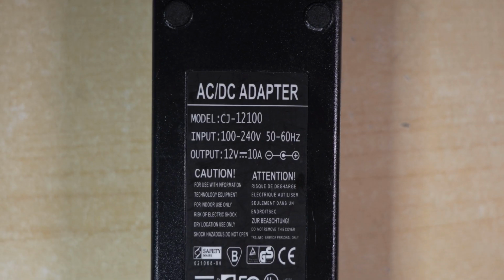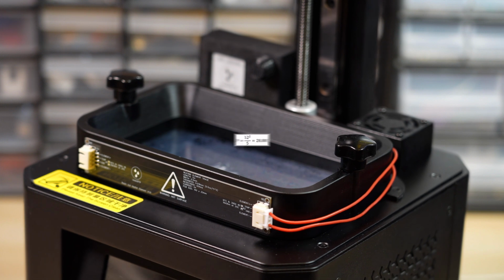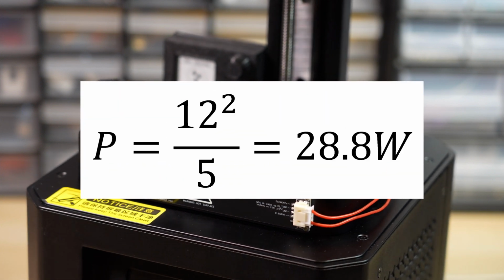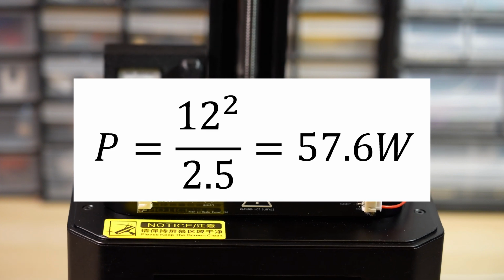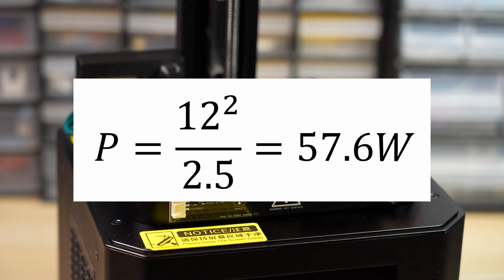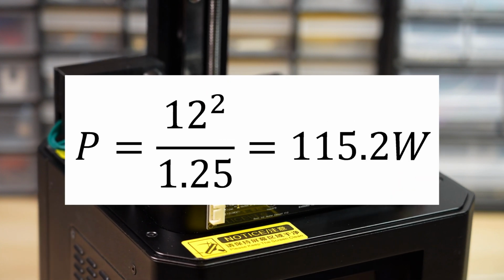I planned on using a 12 volt power supply, which would have allowed a 5 ohm heating element to draw a maximum of 28.8 watts. Two in parallel would have half the resistance, so it could draw double the amount of power. As my heating element had half the intended resistance, I ended up with a potential maximum of 115.2 watts.